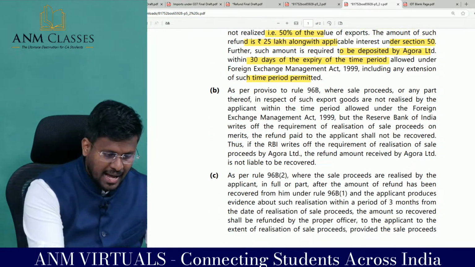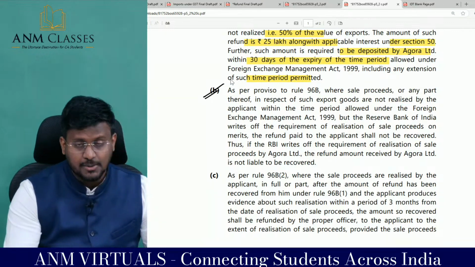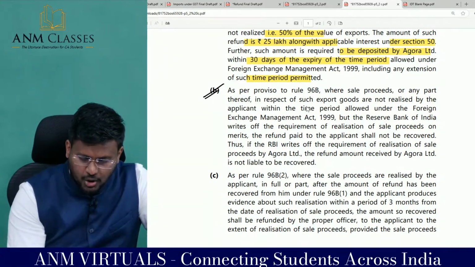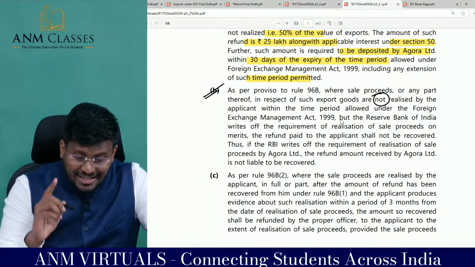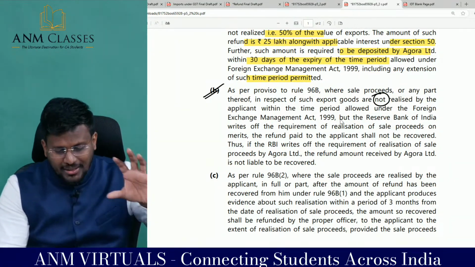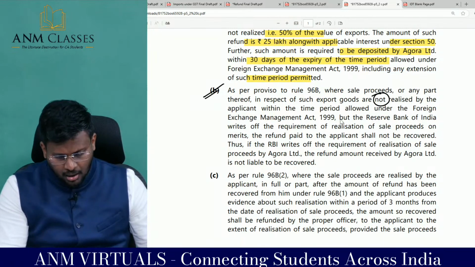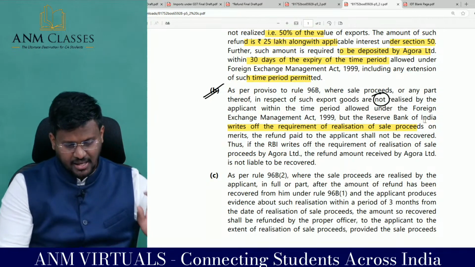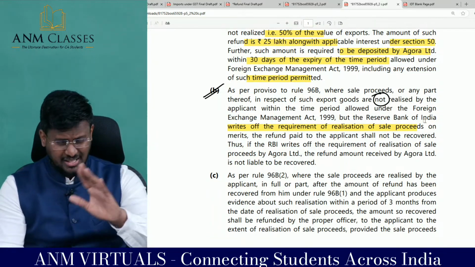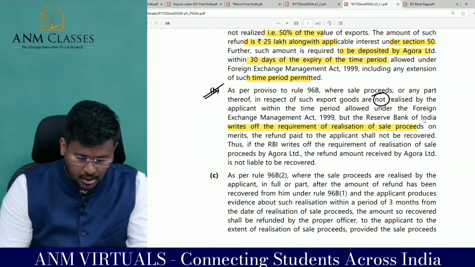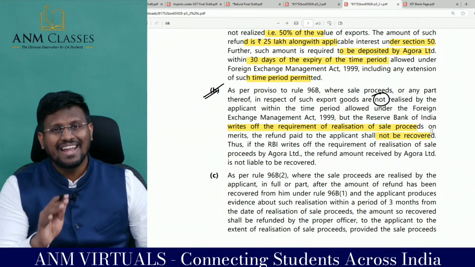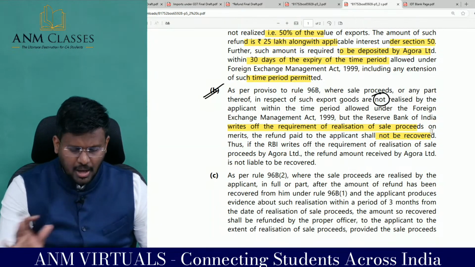Comfortable, sir. As per proviso to Rule 96B, be careful: where sale proceeds or any part thereof in respect of such export goods are not realized by the applicant within the time period allowed under FEMA, but the RBI writes off the requirement of realization of sale proceeds on merits, it may be for various reasons. Example I told is war. Refund paid to the applicant shall not be recovered. Rule 96B consequences will not be applicable.